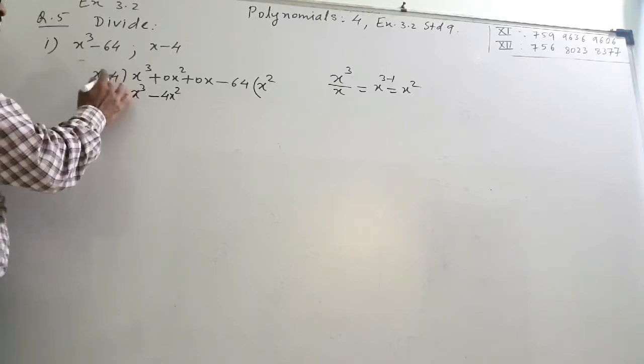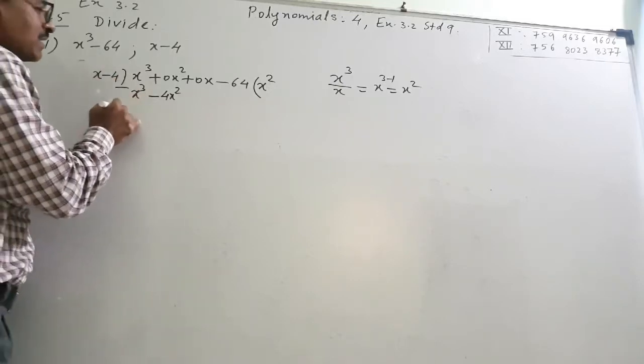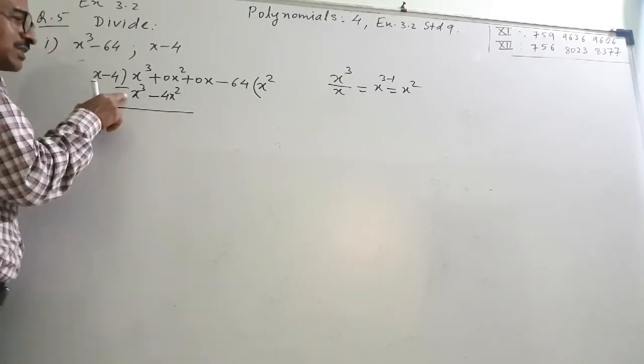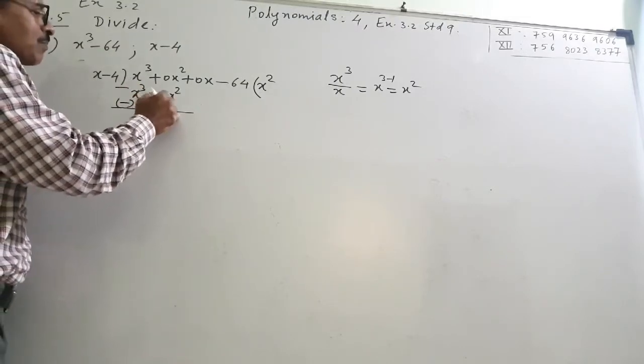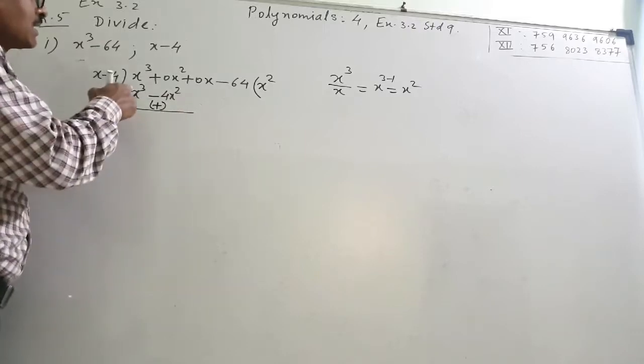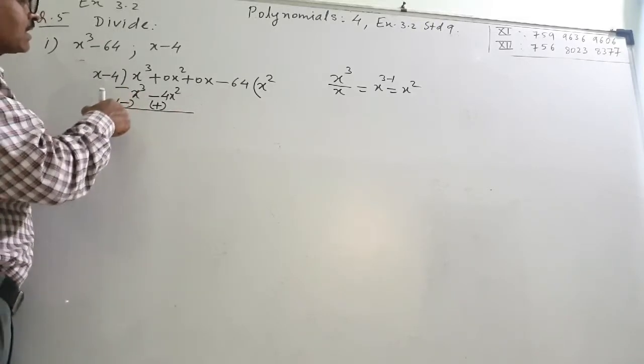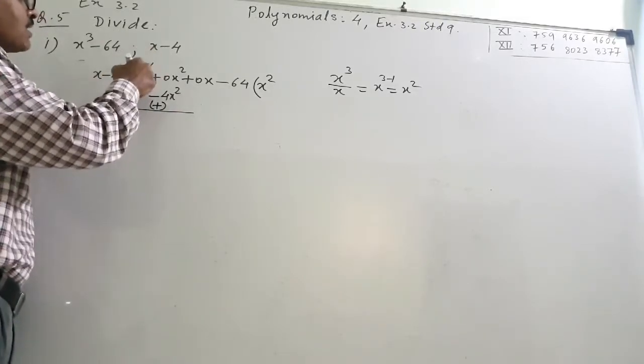Okay. I have to subtract this. I will write minus sign here. This is plus here, it will become minus. This is minus here, it will become plus. See that this x cube is minus, this x cube is plus. So they will get cancelled.